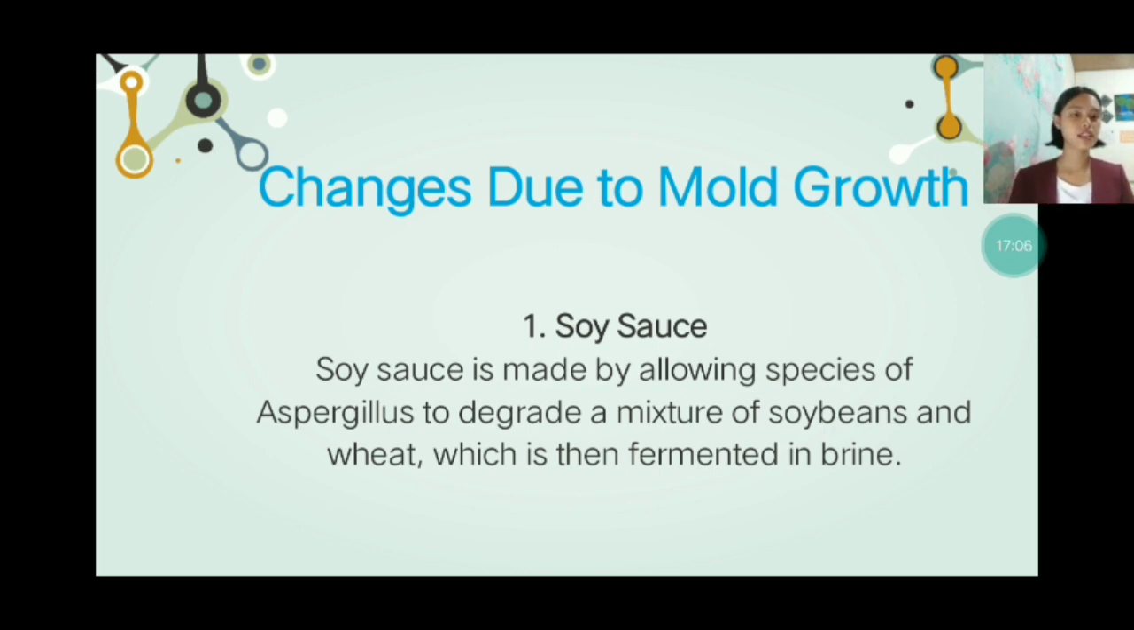First is soy sauce. Soy sauce is made by allowing species of Aspergillus to degrade a mixture of soybeans and wheat, which is then fermented in brine.